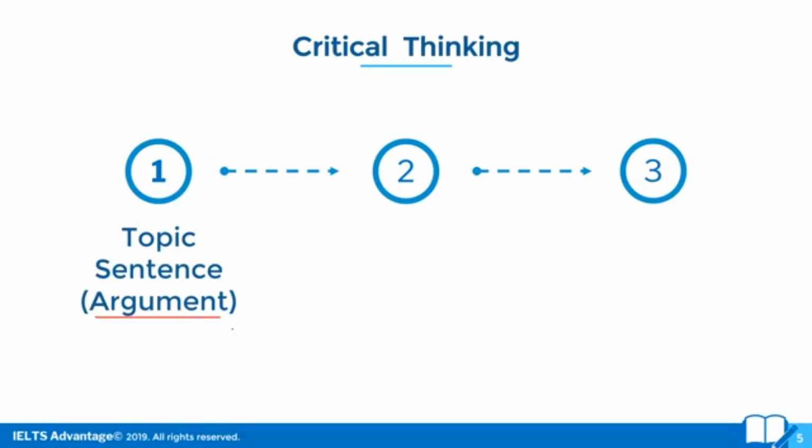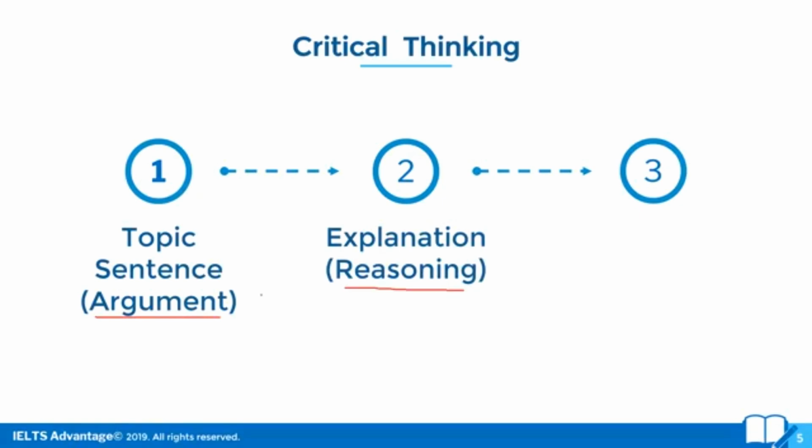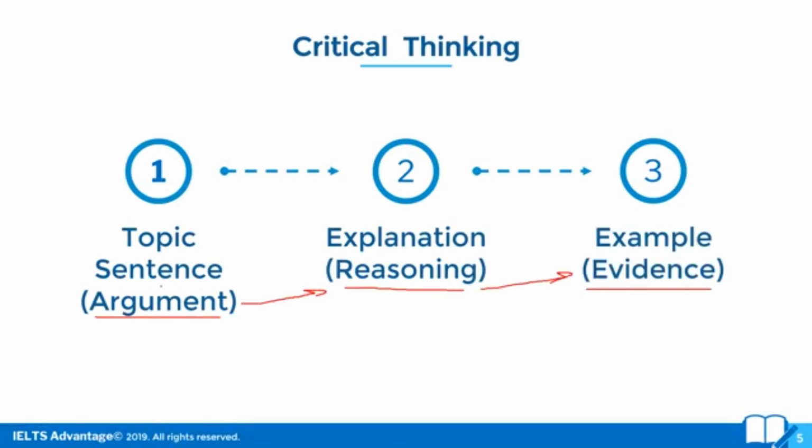This is what I think. And then your explanation is the reasoning behind your argument. This is the reason why I believe this. And then your example is the evidence to support your argument. So they're all linking up together. This is my argument, these are the reasons for my argument, and this is the evidence to support my argument.